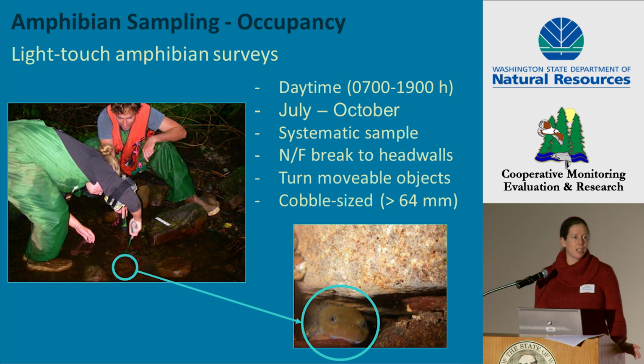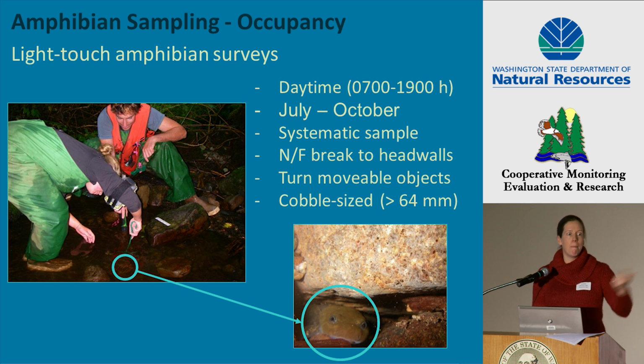And it's a systematic sample of the stream, non-fish bearing stream length. So beginning at the fish, non-fish break, and then sampling systematically between that point all the way up to the head walls on every single stream tributary. So it's really looking at basin-wide abundance pretty effectively. And with that sample, you're basically moving up the stream channel network, regardless of whether or not there's water in the channel at that point, turning over any movable cover objects that are cobble-sized or larger within ordinary high water, looking for amphibians and capturing them as you find them.